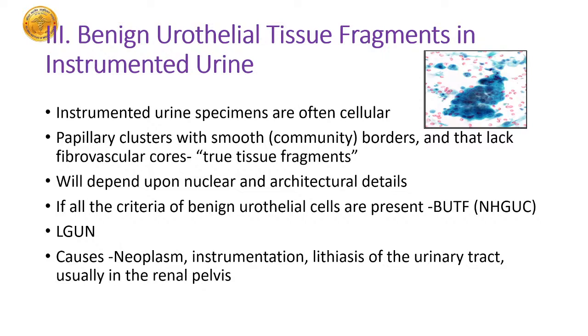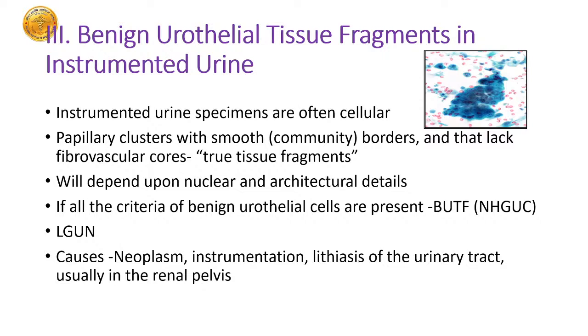We come to the next category in the benign cytologic findings, that is the BUTF, the benign urothelial tissue fragments seen in instrumented urine. So please remember, these will lack the true fibrovascular cores. They do not have fibrovascular cores, and therefore these are true tissue fragments. Typing them further depends on their nuclear and architectural details.